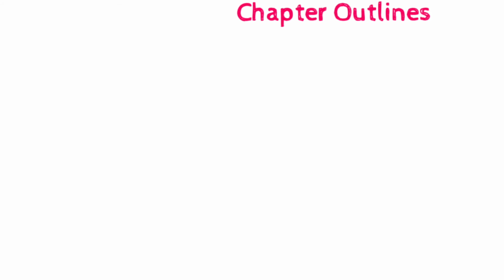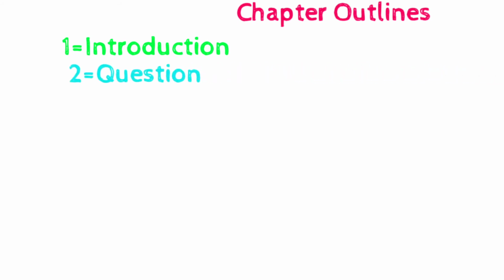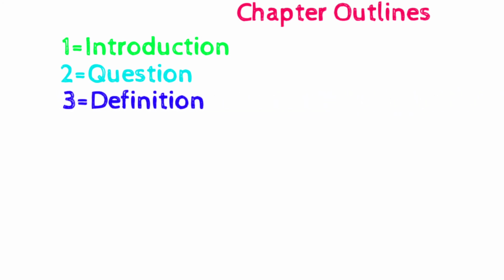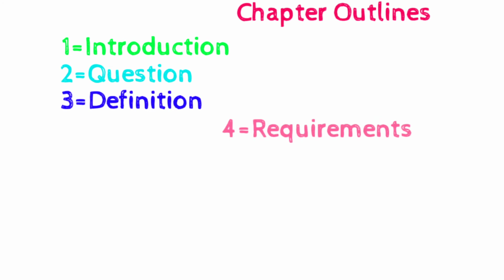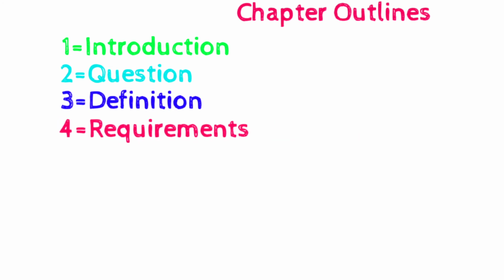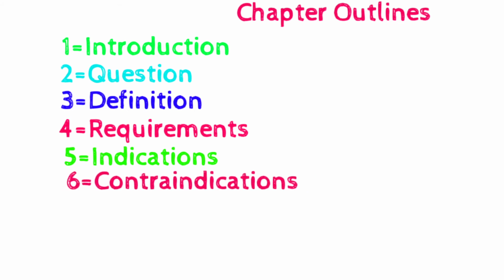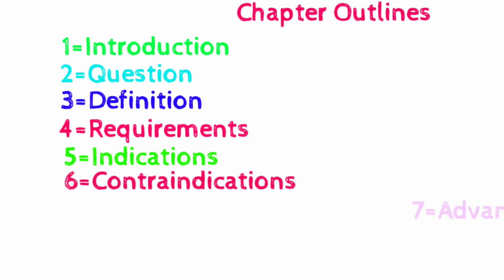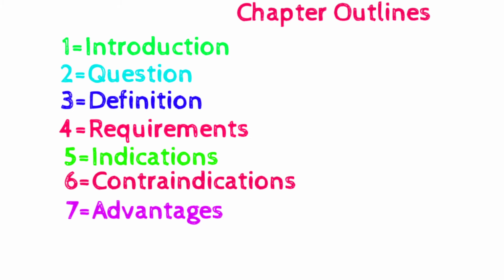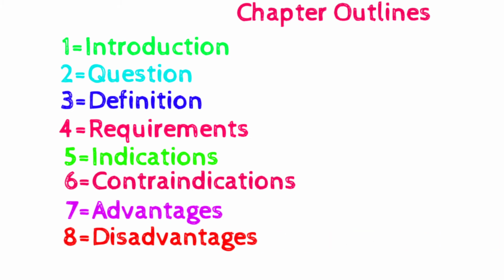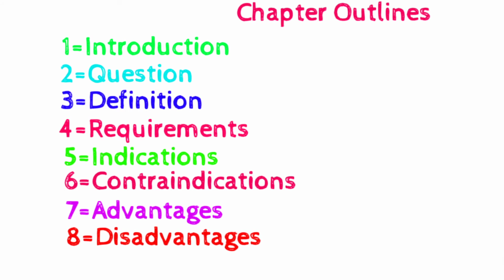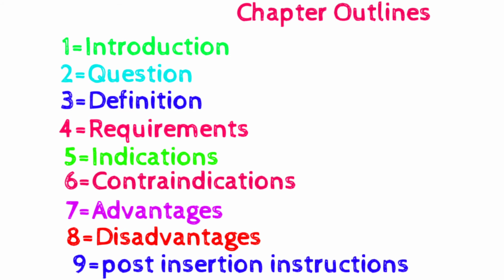Now, there are 9 chapter outlines. Number 1 is the introduction of immediate denture. Second is the question, why we give immediate denture. Third is the definition of immediate denture, fourth is the requirements of immediate denture, and fifth is the indications of immediate denture. Number 6 is the contraindications, and the 7th is the advantages of immediate denture, and then disadvantages, and last is the post insertion instructions.